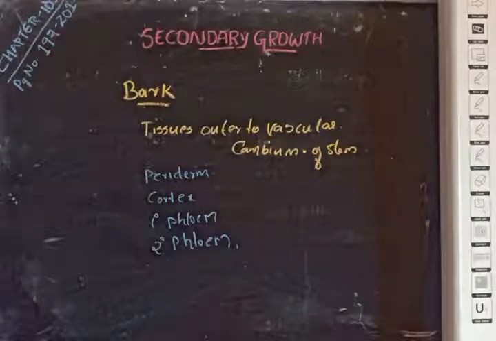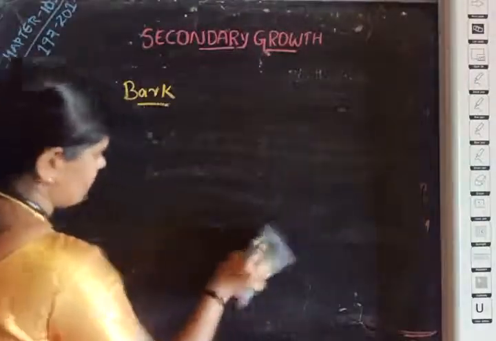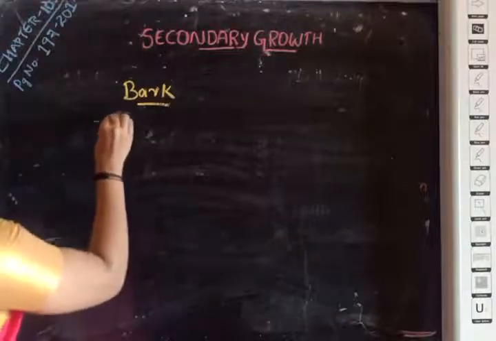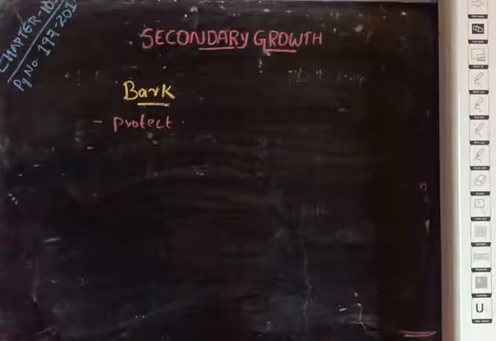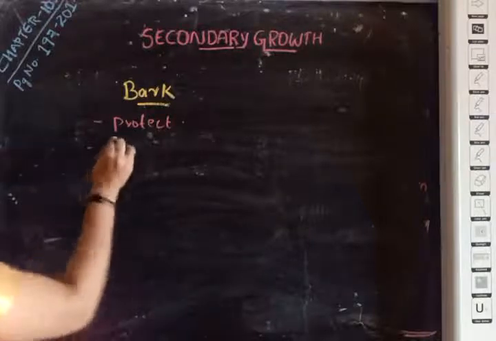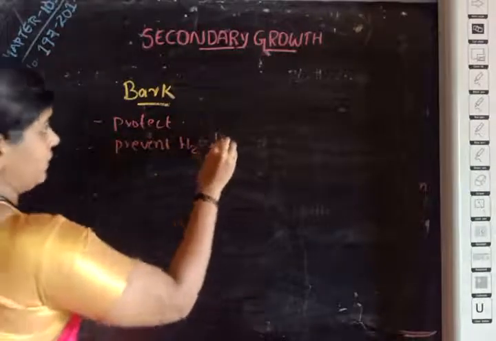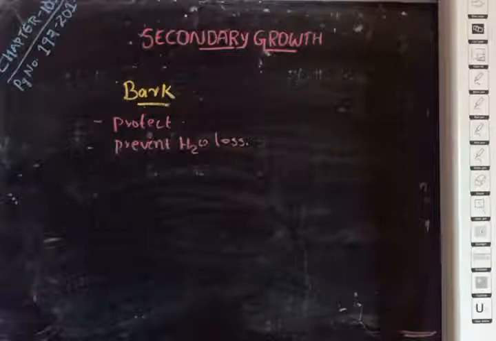And what are the functions of bark? They protect plants or trees. Bark may protect the plant from parasitic fungi and insects, and it also prevents water loss by evaporation.